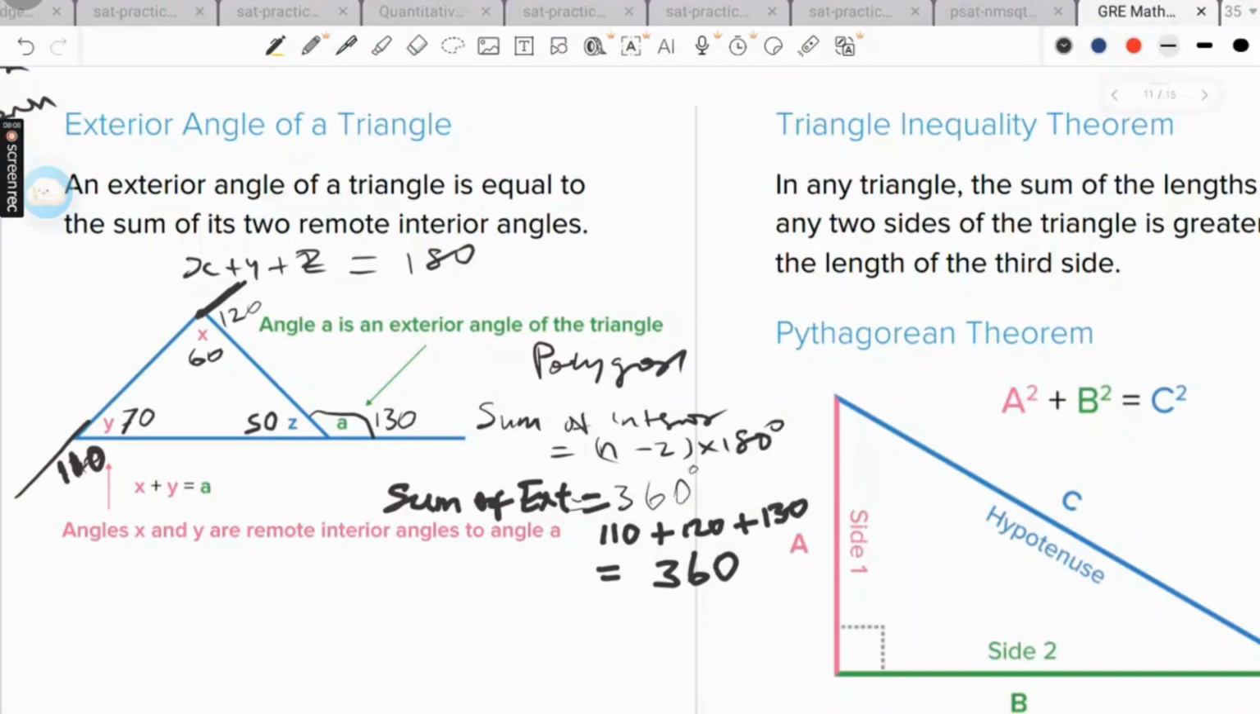The way it is stated here is that an exterior angle of a triangle is equal to the sum of its two remote interior angles. Now what does this mean? It means that 60 plus 70 is opposite 50, but the remote opposite is 130. So 70 plus 60 is 130. 70 plus 50 is 120. 60 plus 50 is 110. Have you taken that? Can we move to the next?